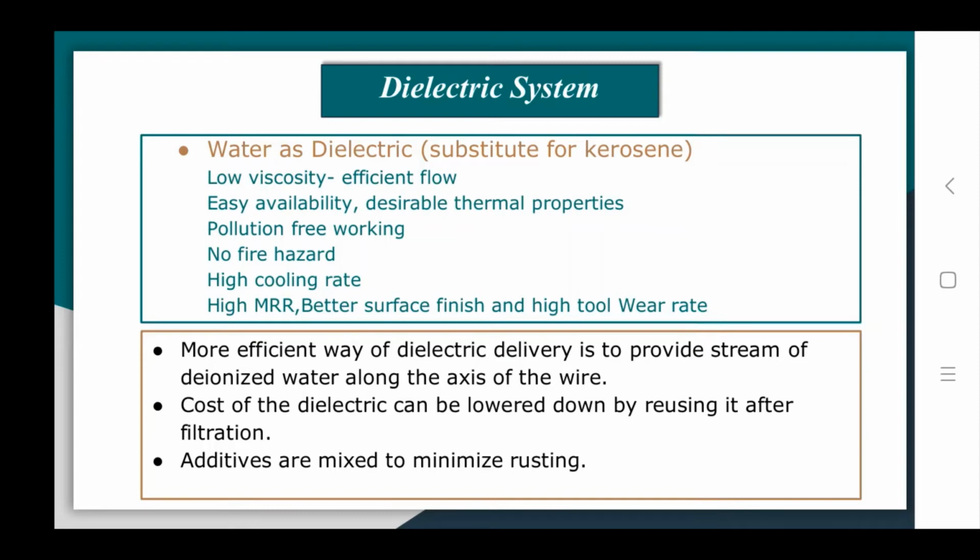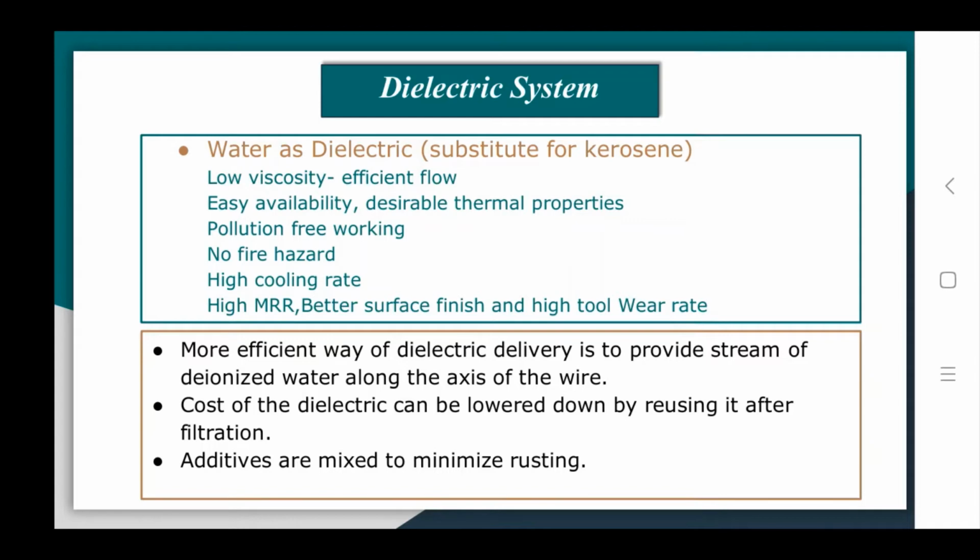Because of this high cooling rate, the thickness of the recast layer generated on the workpiece surface also reduces if the heat can be released from the workpiece very quickly after melting and vaporization of the crater. So the recast layer generated after each spark also reduces. So we get a high material removal rate on the workpiece.